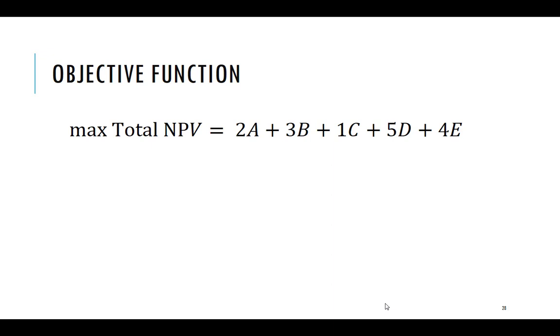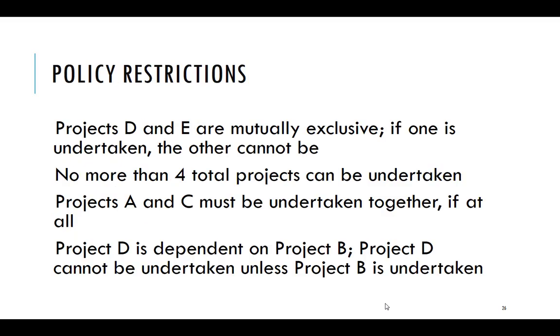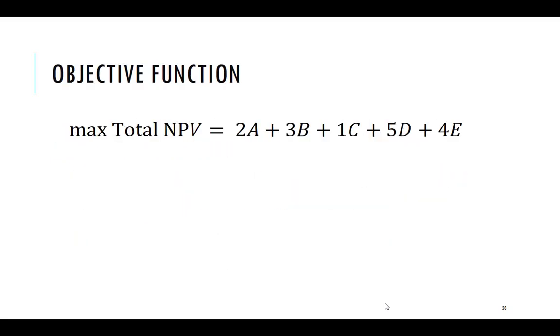I explicitly put the 1 in there just so you know where it came from. 5 for D, 4 for E. So where did these numbers come from? Well, if I go back up to here, I took this last column that says net present value. If project A is undertaken, then I get 2 times its variable, which is a 1. So I get $2 million. If I do not undertake project A, then I get 2 times 0, which is 0. Right? So that's rather straightforward as well.